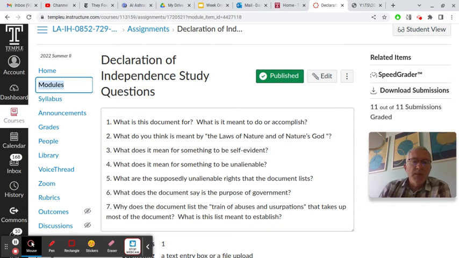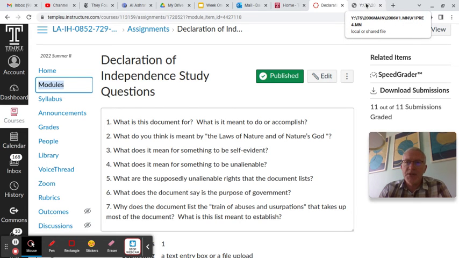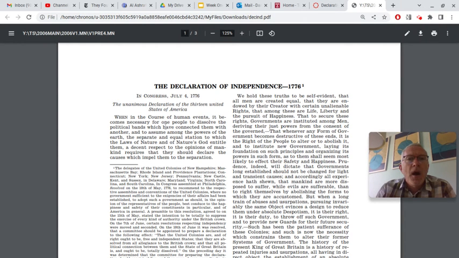Number seven, why does the document list the "train of abuses and usurpations" that takes up most of the document? What is this list meant to establish? Well, it's a proof that the separation of the United States from Great Britain is justified. And the need for that kind of justification is signaled right at the beginning. "When in the course of human events it becomes necessary for one people to dissolve the political bands which have connected them with another, et cetera, a decent respect to the opinions of mankind requires that they should declare the causes which impel them to this separation."